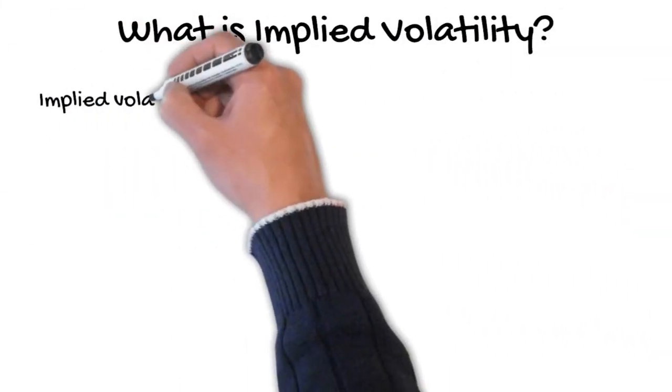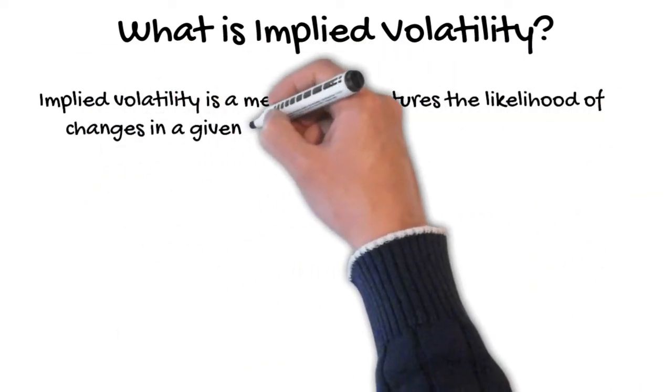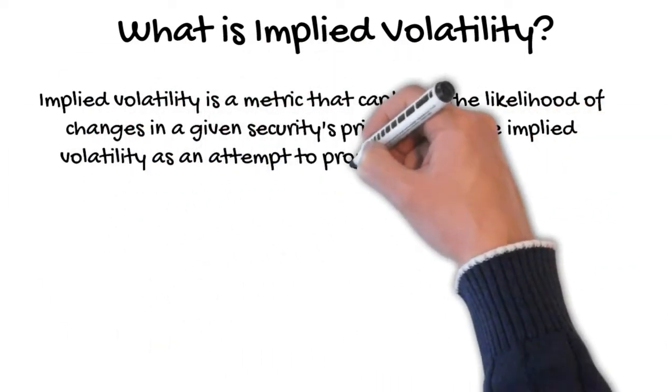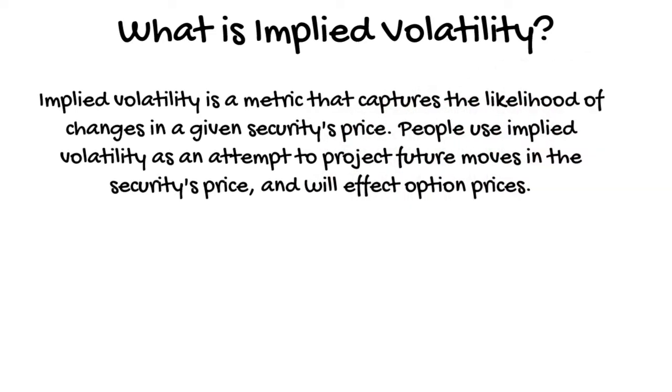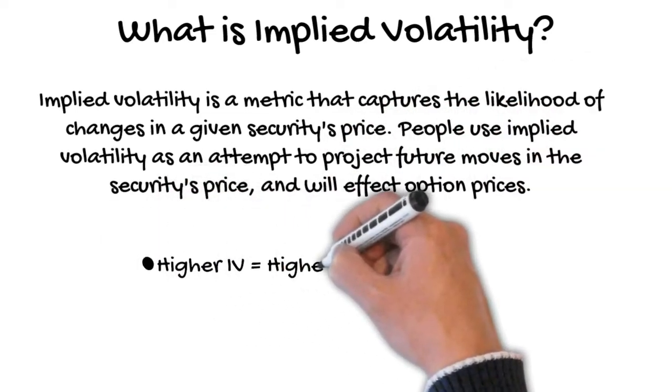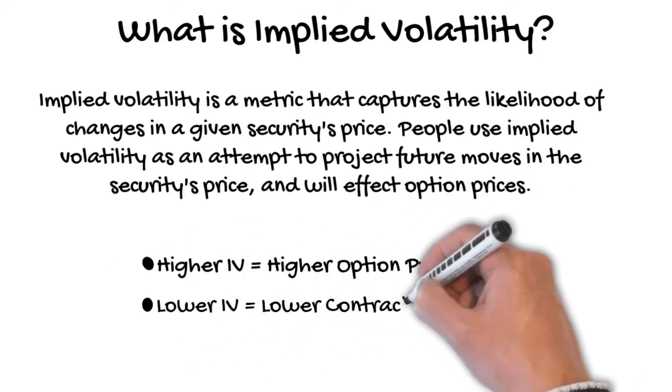IV is a metric that captures the likelihood of changes in a security's price. There's some math involved with determining IV, but just understand that the higher the IV, the more expensive your contract will be. And of course, the lower the IV, the cheaper your contract will be.